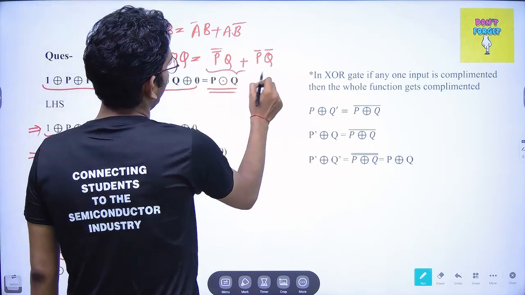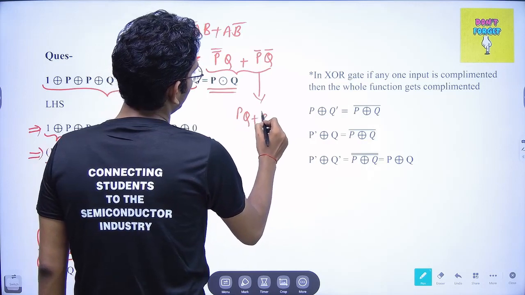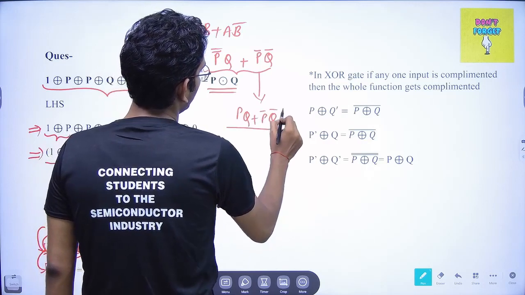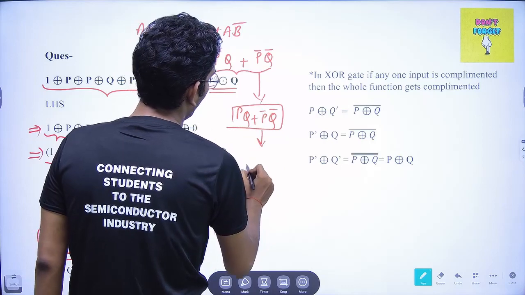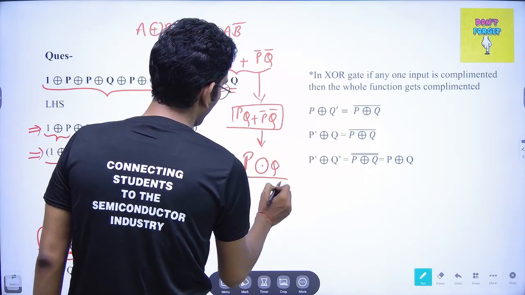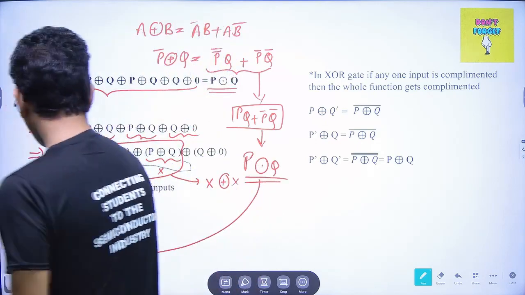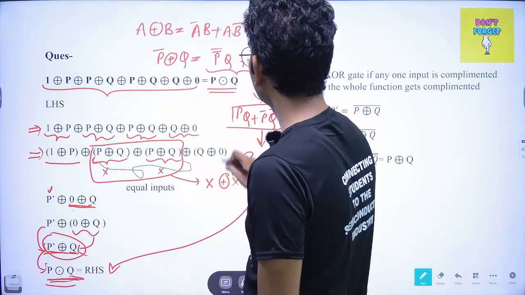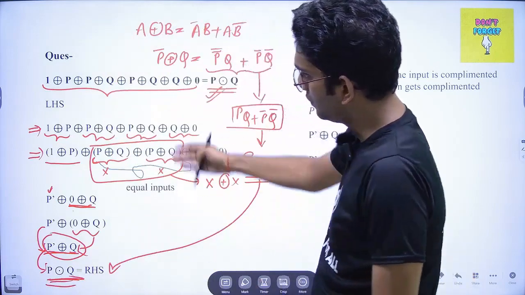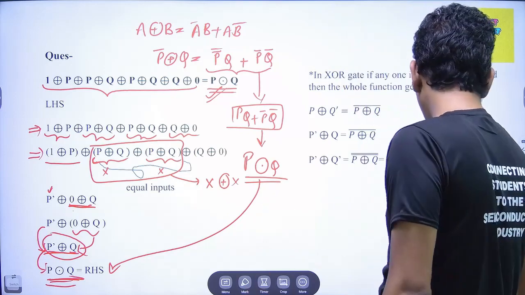Now what will we get here? We will get P Q plus P bar Q bar. This is the expanded form of the XNOR gate. So it will finally become P XNOR Q. So this is the right hand side. So we have solved this question. Left hand side is equal to right hand side. I guess you might have understood it till now.